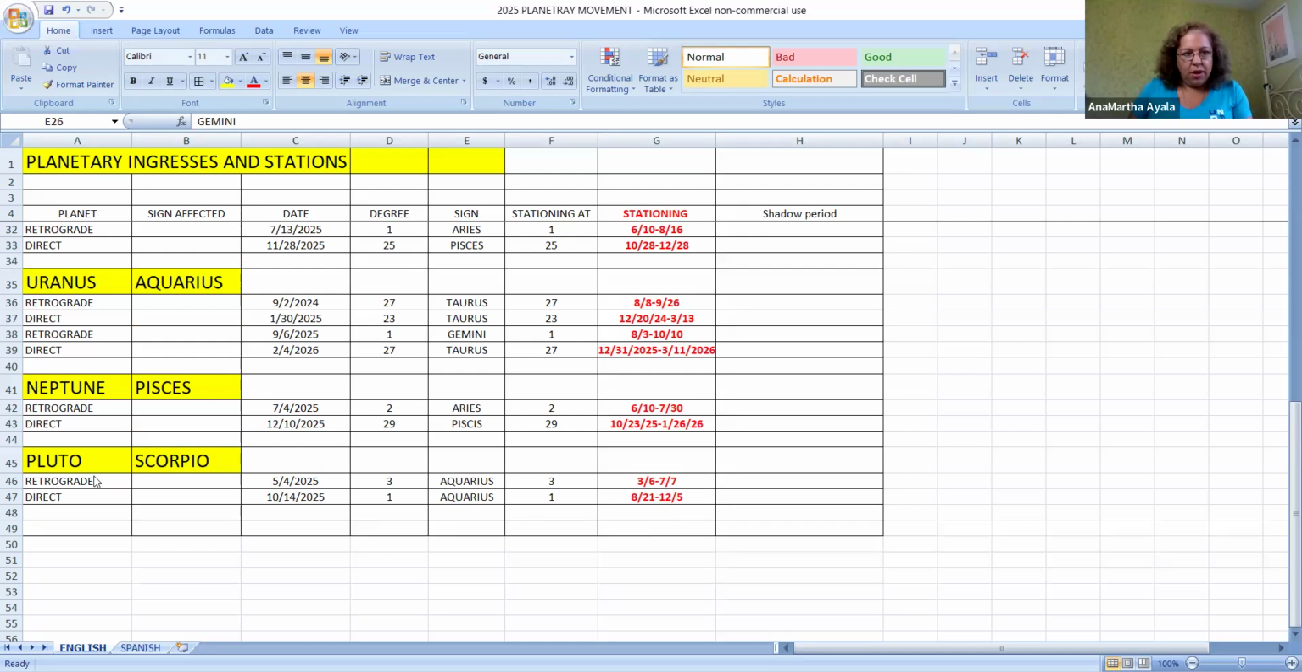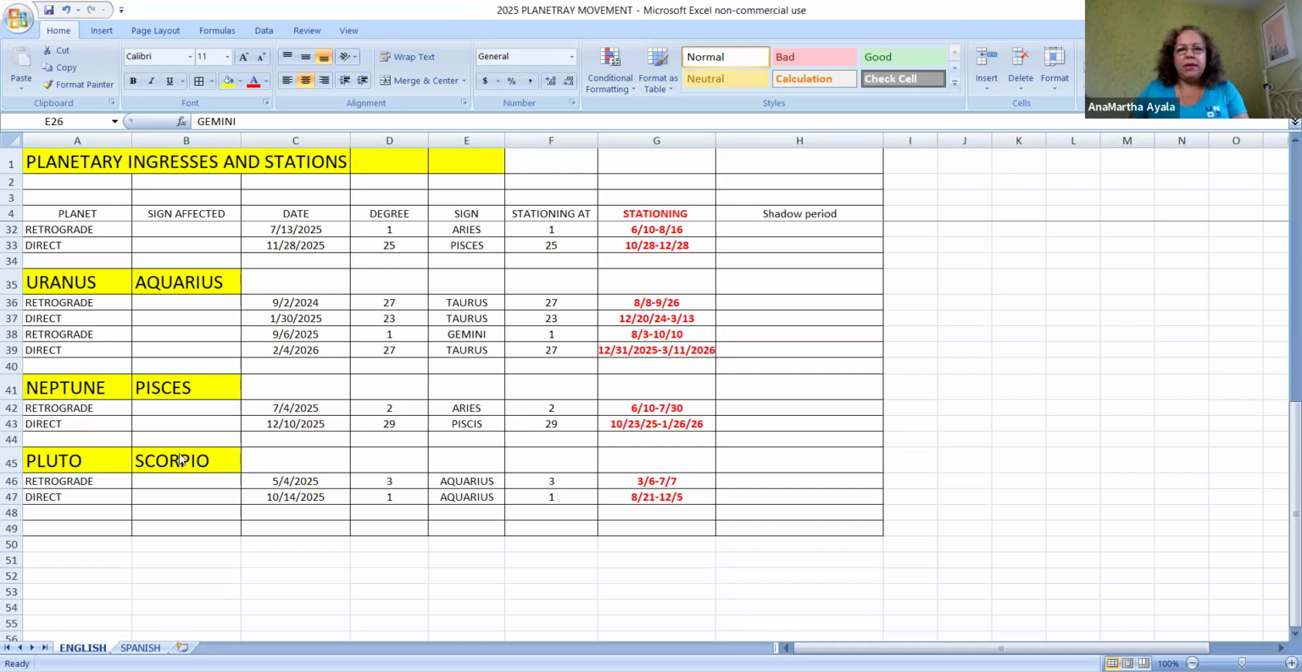Now, Pluto is the ruler of Scorpio. So when Pluto goes retrograde, the sign that feels it the most is Scorpio. However, Uranus, Neptune, and Pluto are what they call generational planets. So we get to feel it in the house where it's happening, right? And if it aspects any planet in our natal chart.